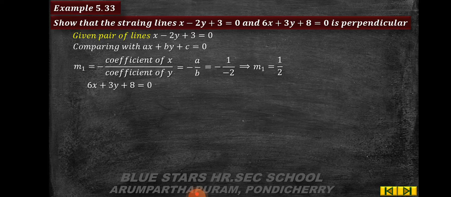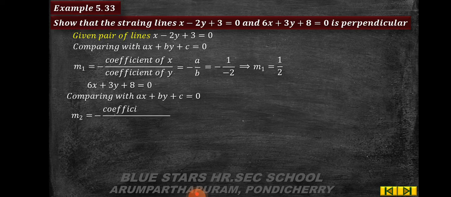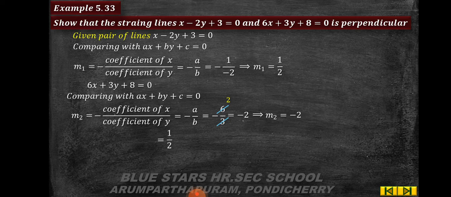Then the next line, 6x plus 3y plus 8 is equal to 0. Comparing with ax plus by plus c is equal to 0, the slope m2 is equal to minus coefficient of x by coefficient of y, which is equal to minus a by b. The coefficient of x is 6 divided by the coefficient of y, which is 3. So after simplification, you get m2 is equal to minus 2.